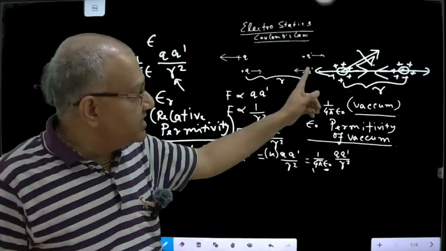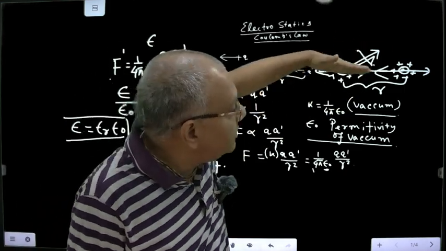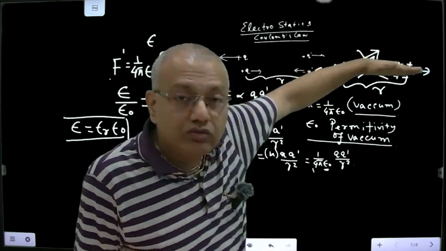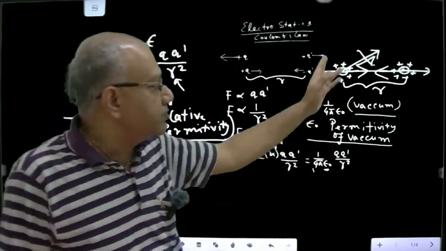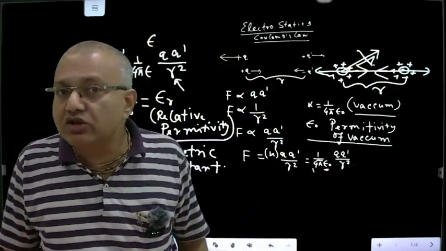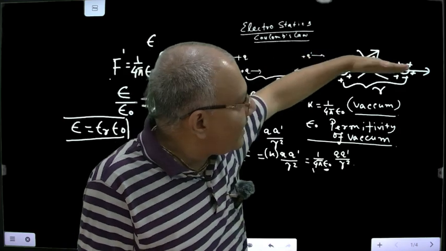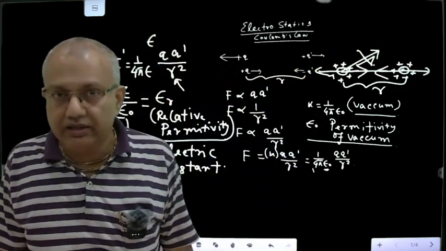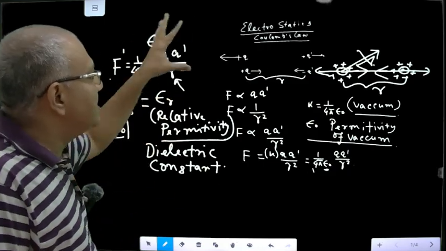This interacting force cannot become inclined with this line. Which line? The joining line between the centers of the charges. Any inclination is not possible. By joining the two points, the force is going to act along this straight line. Okay, very good.